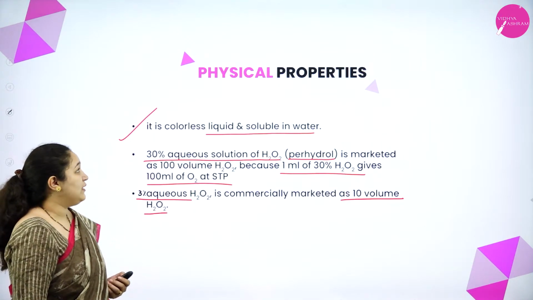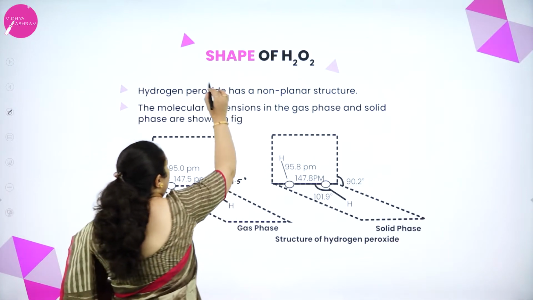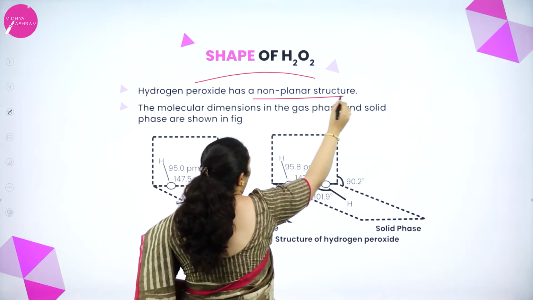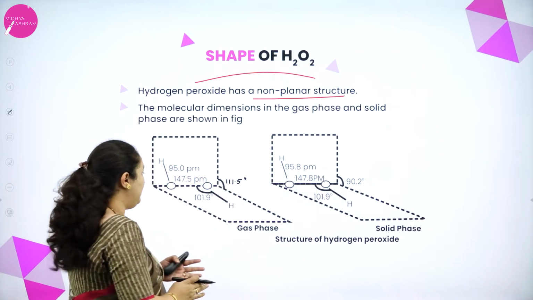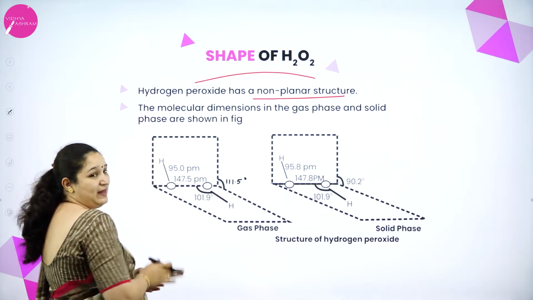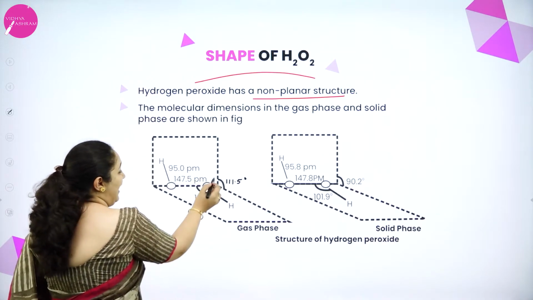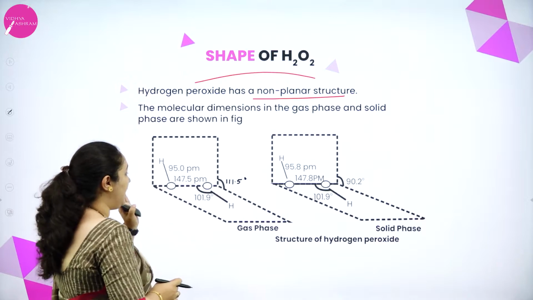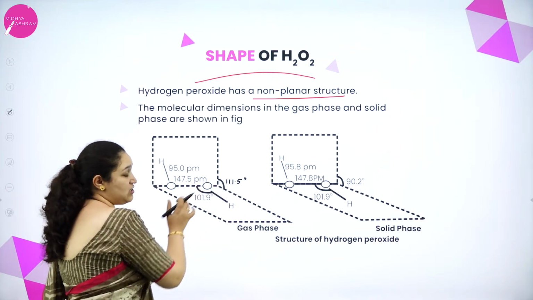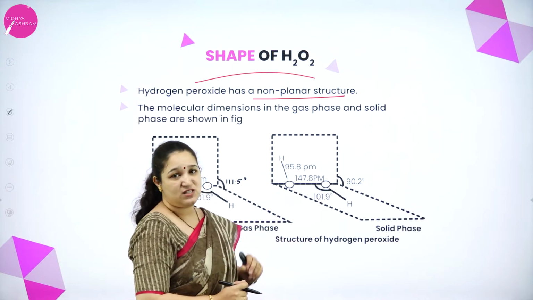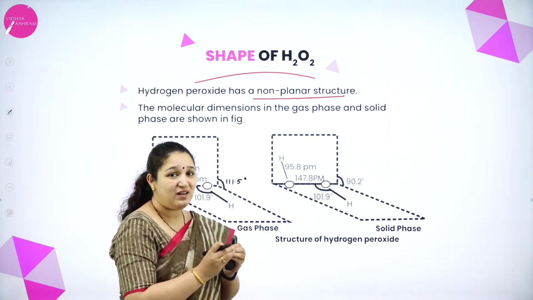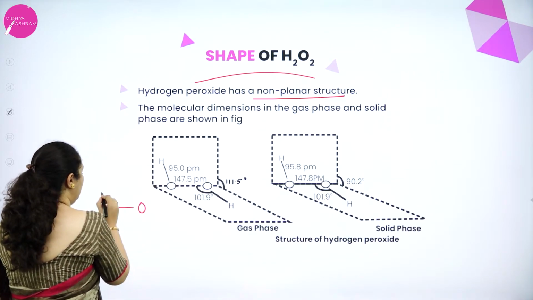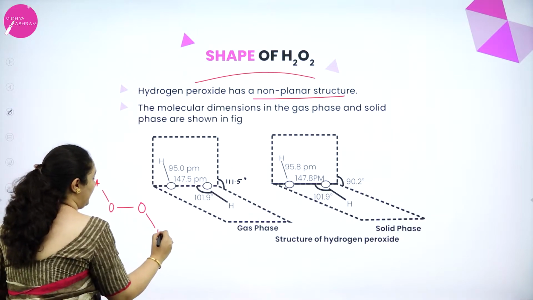Okay. Next one is shape of hydrogen peroxide. It is having a non-planar structure. It is not on the same plane. You can see one plane is like this and the other plane is perpendicular. Okay. Or the angle you can see, it's not exactly perpendicular, you can see there is a different angle. What happens with hydrogen peroxide is, in gas phase its structure is different and in solid phase the structure is different. That is a small change in angle and bond length we can see. That is, you have peroxide bond and here you have hydrogen and one hydrogen like this.